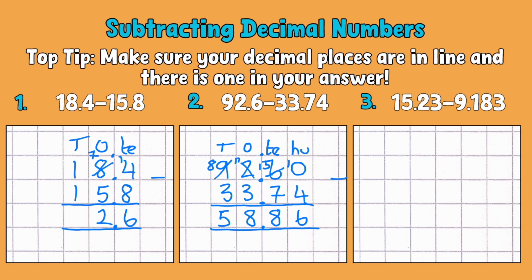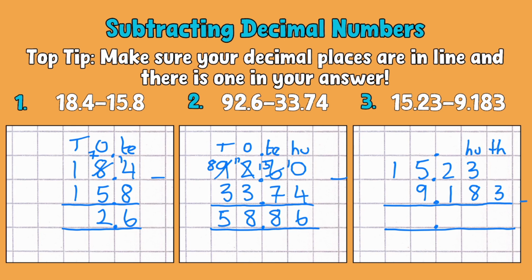So let's write this one out. 15.23 subtract 9.183. So let's get this one again written out. 15.23 subtract 9.183, and then we'll get our answer sign in there. There we go. All decimals lined up, and you'll notice with this one I have some hundredths and I've got some thousandths. So I'm going to pop my place value columns in there. Tenths, hundredths, thousandths, my ones and my tens.